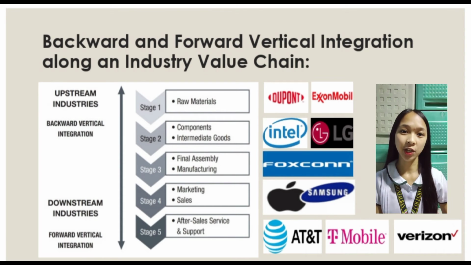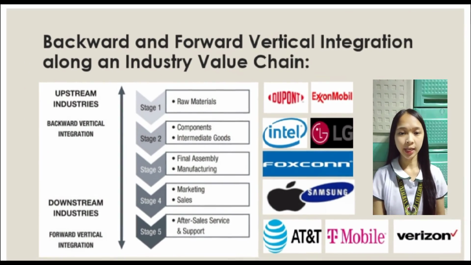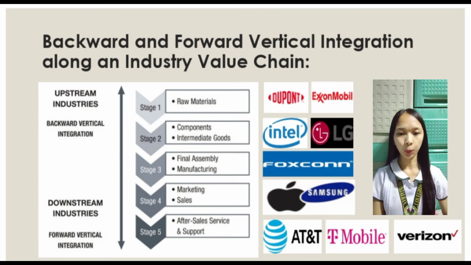To make your cell phones, you need chemicals, ceramics, metals, oil for plastic, and so on. They are all commodities. In each of these commodities, the businesses are different companies, such as DuPont and ExxonMobil. The next stage is the intermediate goods and components, such as integrated circuits, displays, touchscreens, and cameras, and also the batteries that are provided by companies such as Intel, LG, and etc.